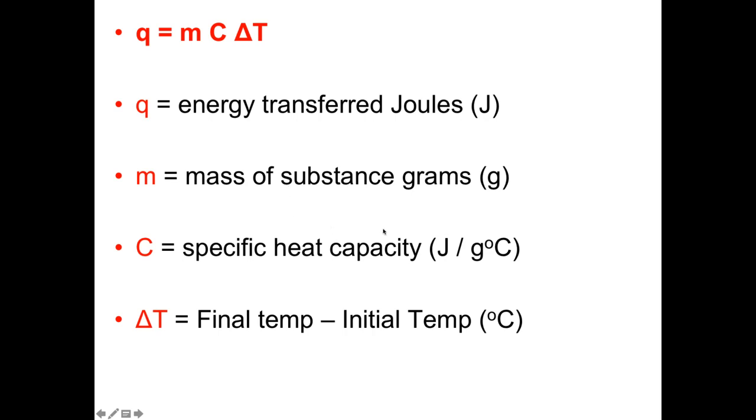M is mass, we talked about before. C is specific heat capacity. And then it's important to know this one, delta T. Delta T is always going to be final temperature minus initial temperature in Celsius. You've got to make sure to keep that straight because delta T will dictate whether Q is positive or negative, and that will impact you when it comes to homework, quizzes, and tests. So always put the final temperature first minus the initial temperature to get the delta T. It's not an absolute number.